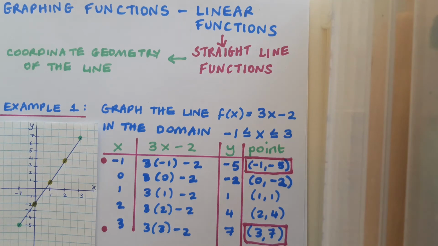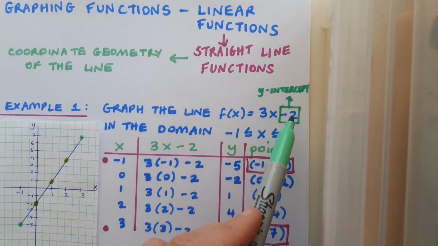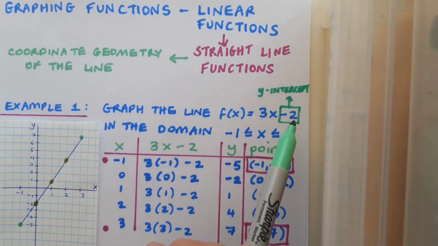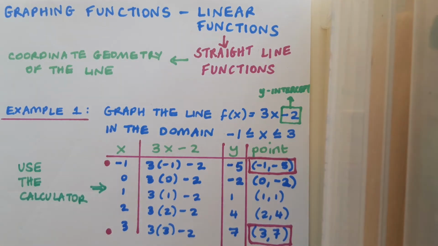Notice also where the line goes through the y-axis. It passes through the y-axis at -2. This -2 occurs at the end of the function, and that value at the end is going to be the y-intercept. So that's the reason that we pass through -2 on the graph.